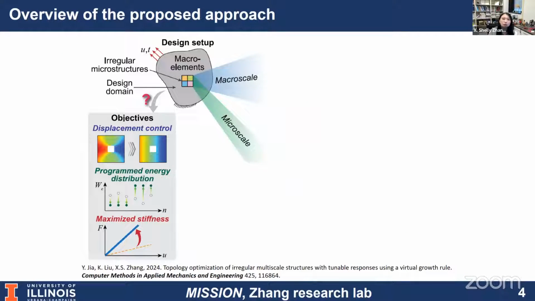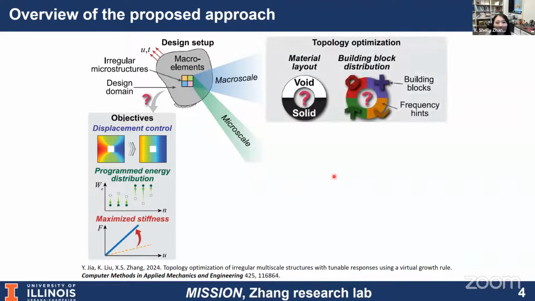So here is an overview of our approach. Suppose we have this design domain, and we are working on some different objective functions. It can be displacement control or controlling the energy distribution in a domain, or even maximization of the stiffness. For that, in the macro scale or the structural scale, we are optimizing based on the information we have.